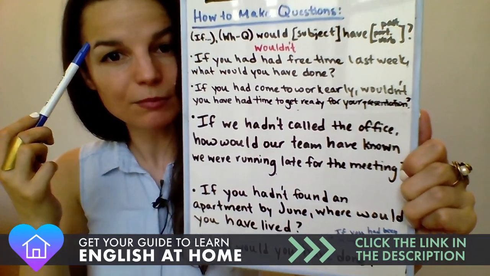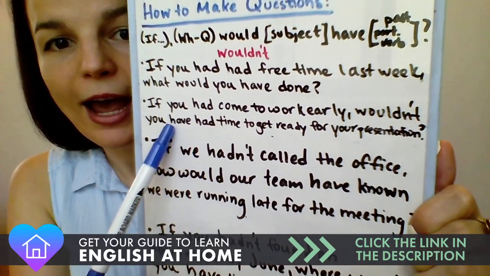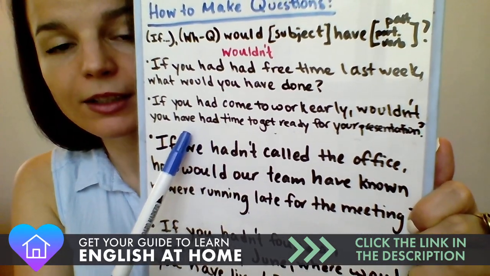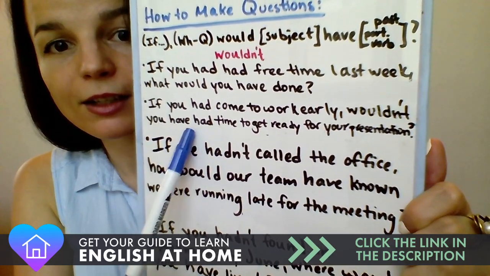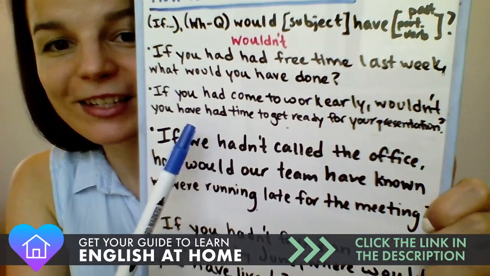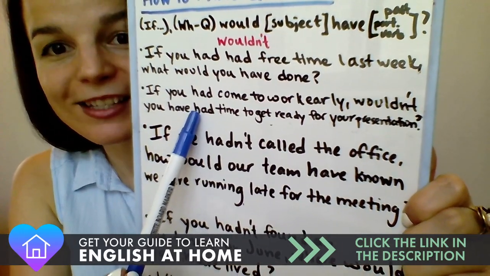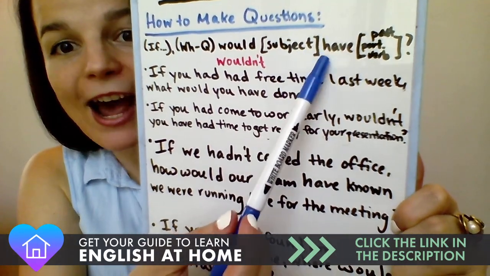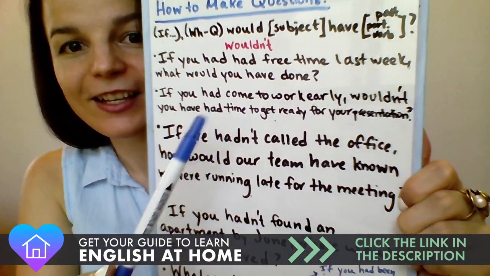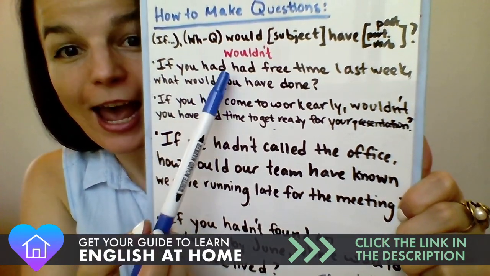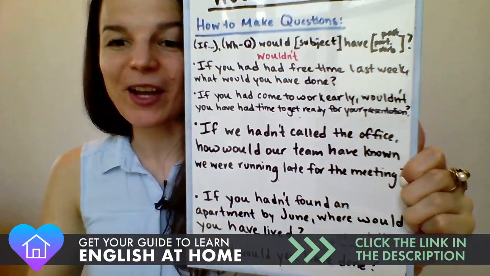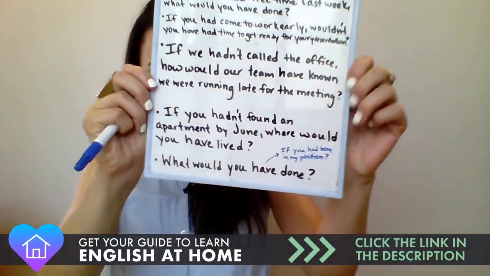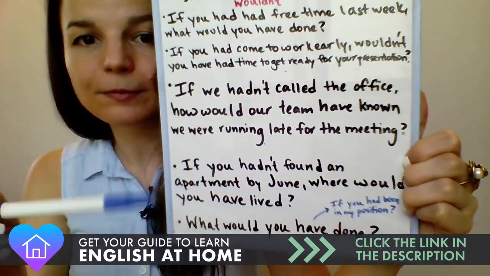Wouldn't you have had time? Again, wouldn't you have had? So this one, have had. Again, these two verbs are the same verb, yes, but have had here because this is using this would have had structure. So these are kind of tricky when your verb is have, but with practice, this becomes easier. Okay, let's go to this one.